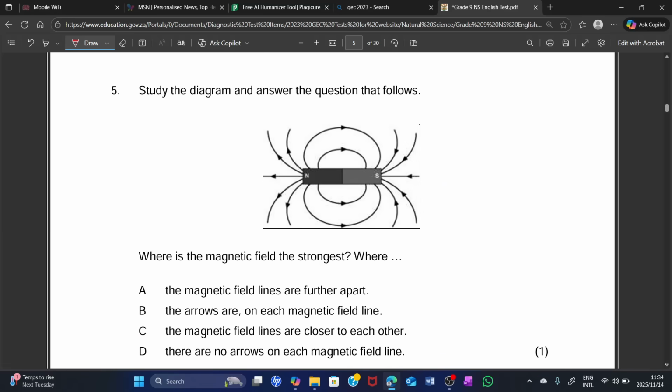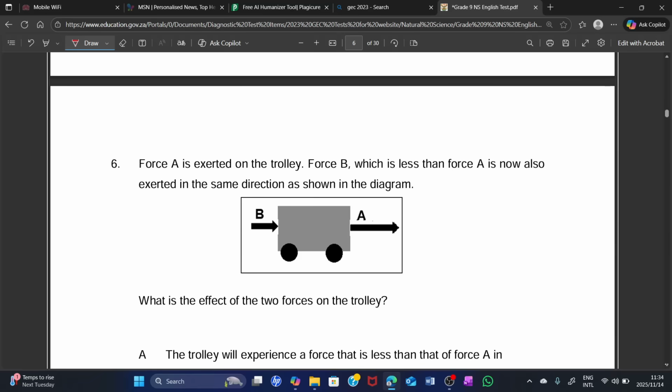Now, the next question is, study the diagram and answer the question that follows. You can see the magnet. Where is the magnetic field the strongest? Okay, where is it strongest? Let's check. Question 5. The magnetic field lines are further apart? No. The arrows are on each magnetic field line. The magnetic field lines are closer to each other. Yes, that's where magnetic fields are the strongest. So the answer is what? It's C. That is how we answer this one. Let's go to the next question.